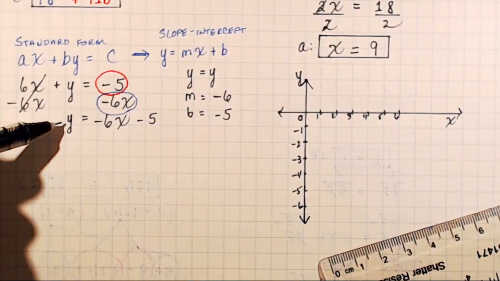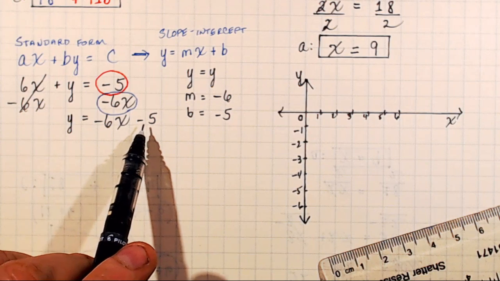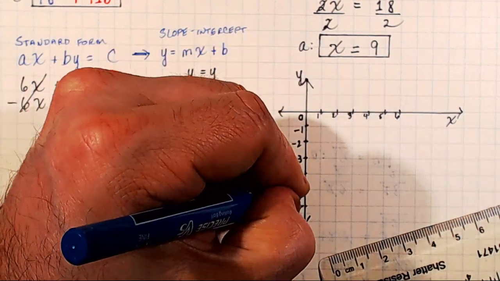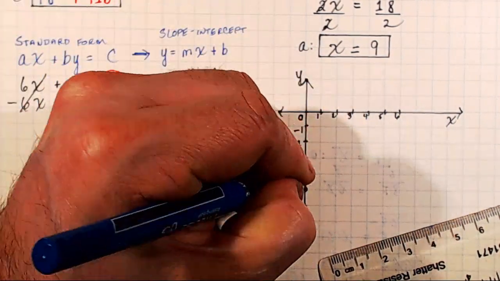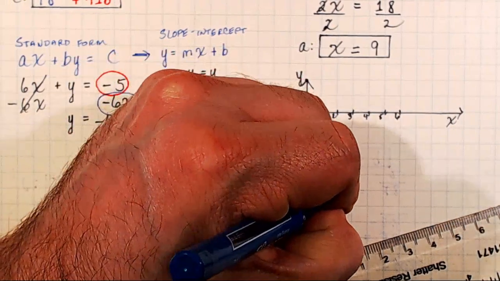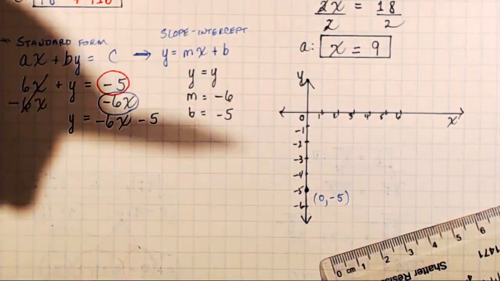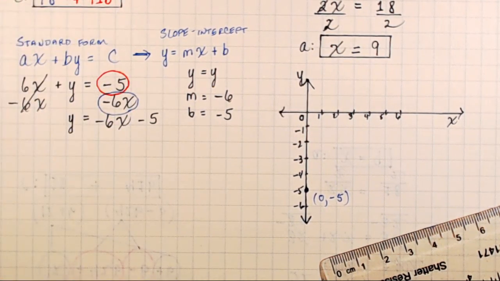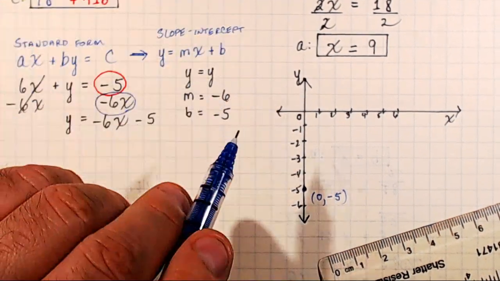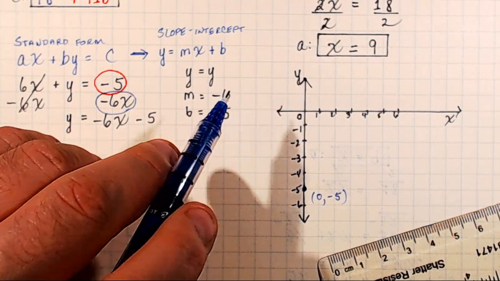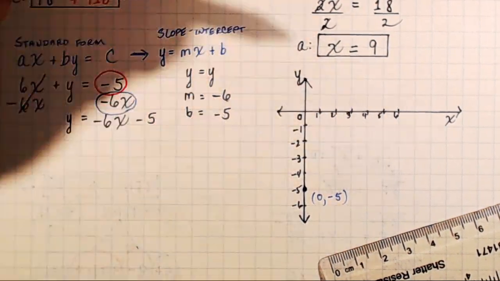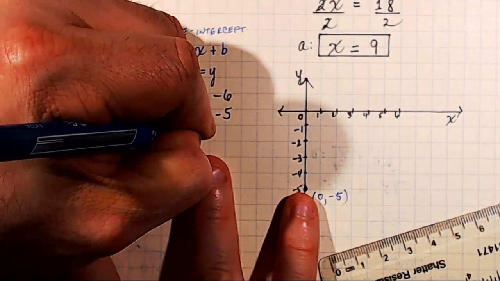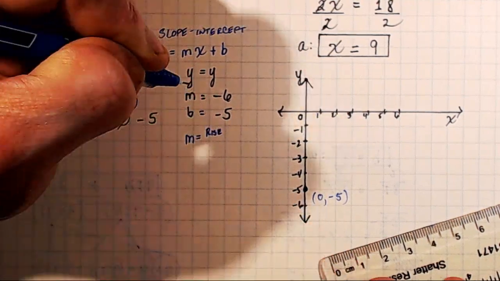If I'm graphing this equation, I start at the y-intercept of negative 5. So I go down the y-axis to negative 5, and I put a little dot, and this is the y-intercept, which is 0, negative 5. And then what do I do? Well, I use the slope to tell me rise over run. So the slope is negative 6, so I have to consider rise over run. So m equals rise over run.